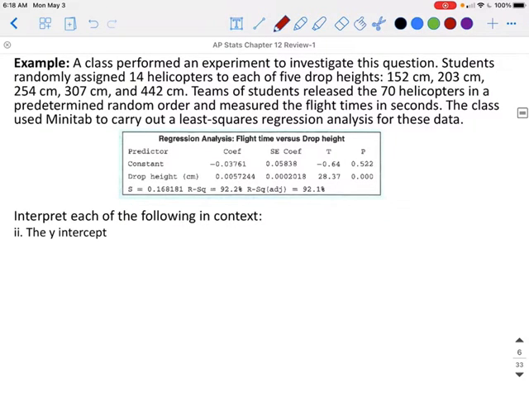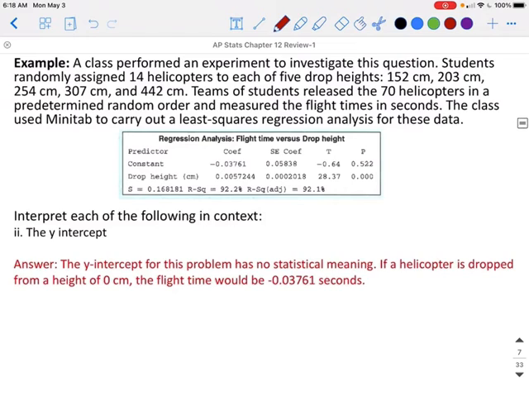Next, we need to talk about the y-intercept in context. So this is our y-intercept. The y-intercept tells you when the x value is 0. So in context, the y-intercept for this problem has no statistical meaning. If a helicopter is dropped from a height of 0 centimeters, the flight time would be negative 0.03761 seconds. And it has no statistical meaning because we can't drop a helicopter from 0 centimeters off the ground.